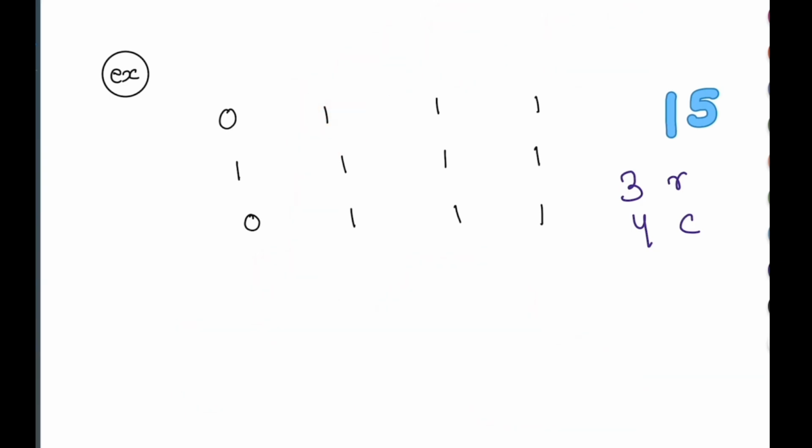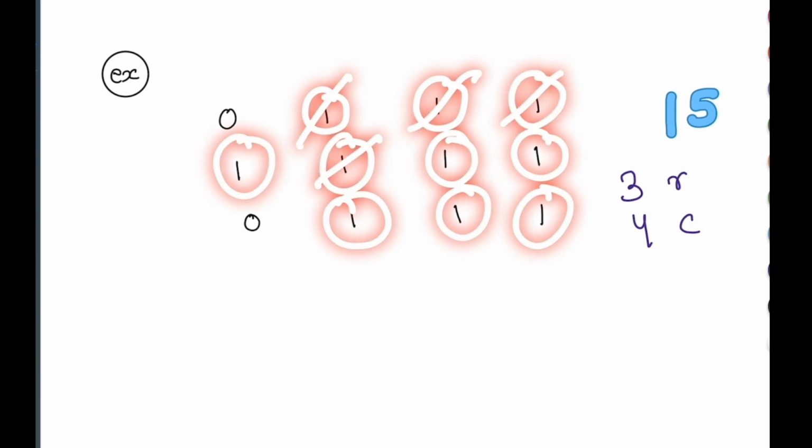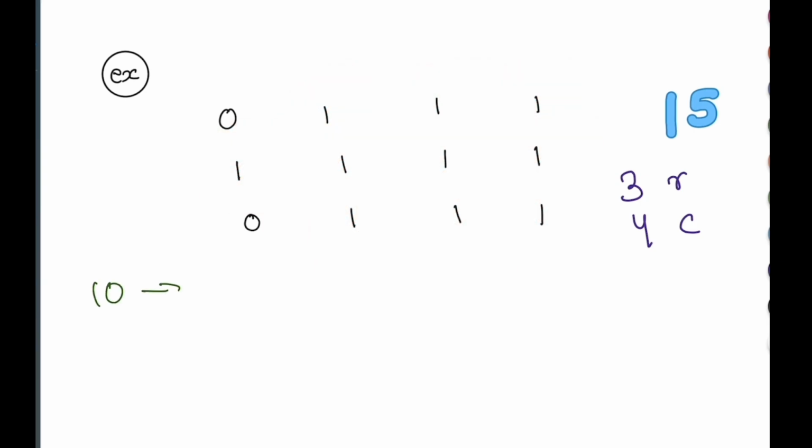So from here we can say that every element which is a 1 is a square submatrix of all ones. So we have a total of 1, 2, 3, 4, 5, 6, 7, 8, 9, 10 square submatrices which have all ones, and the dimensions are 1 by 1. One row, one column. But we can have more square submatrices. It can be 2 by 2, right?